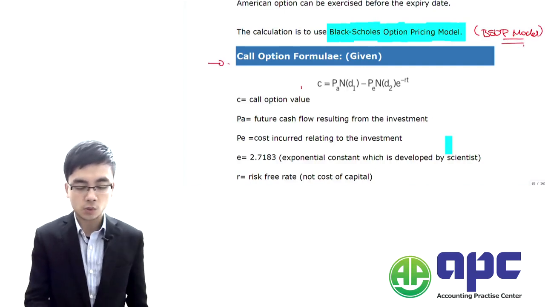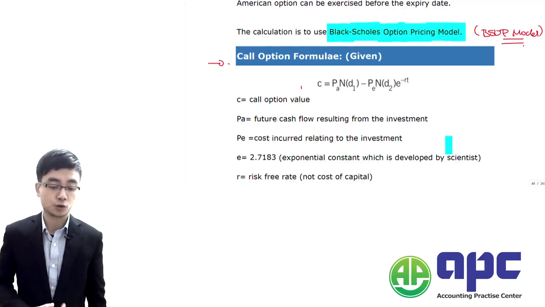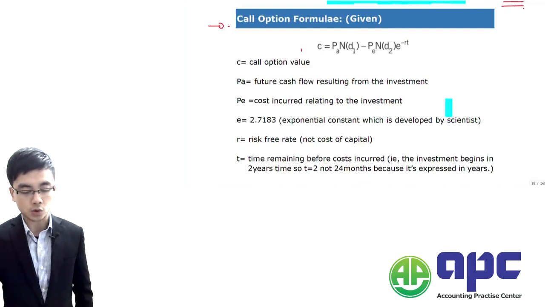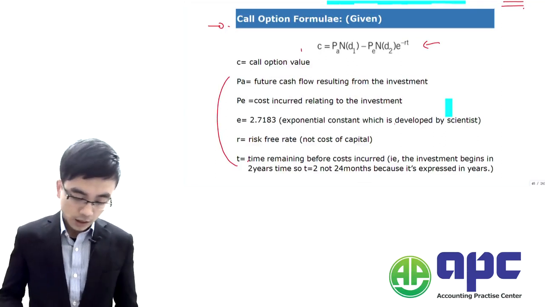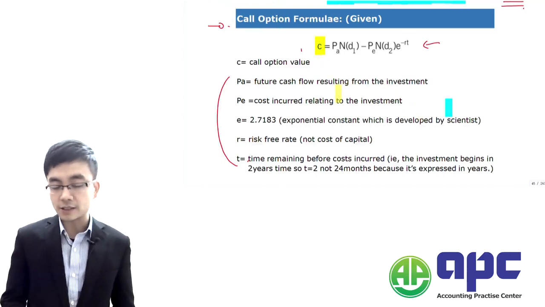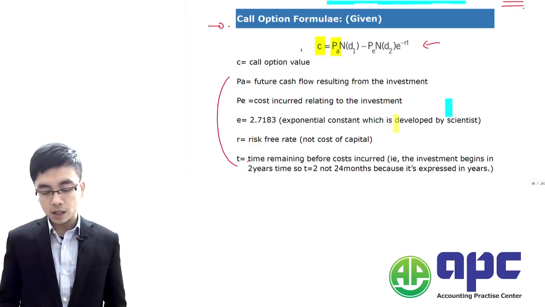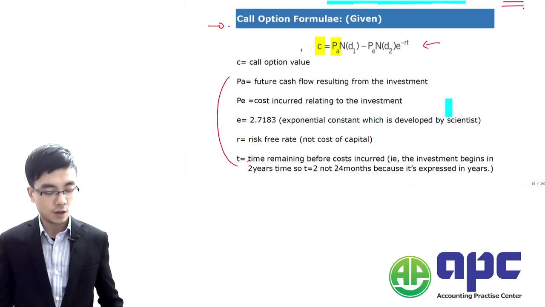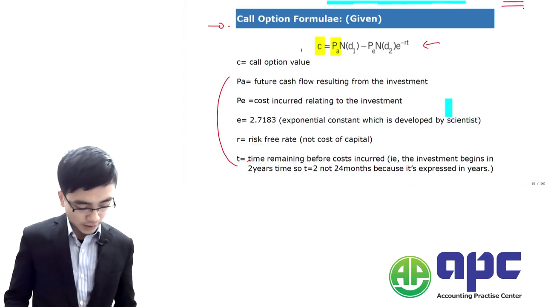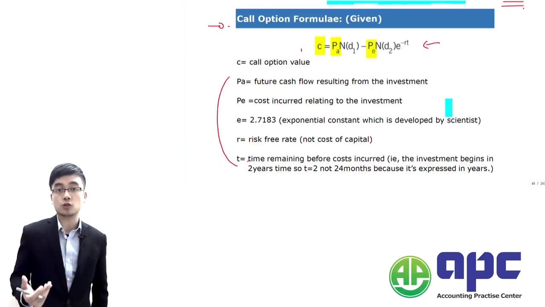For that BSOP model, first of all, we are given the call option. For example, if you were to delay or expand your project, what would be that option value? Of course, you can slot the variables into the formula here. Let me explain first of all. This is given in your formula sheet. C stands for the call option value: if you decide to delay or expand your project, what would be the value? Then PA stands for the future cash flows related to this project. All you need to do is discount those cash flows into today's terms, which will give us the PA, the current market value of this project. And then we've also got the PE, which is the costs that you've input into this project.